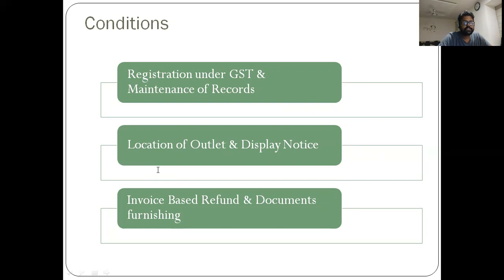Then the location is specifically established at the departure area of an international airport beyond the immigration counter, and the outlet shall be entitled to claim the refund of all applicable CGST, IGST or UTGST and compensation cess paid by them on all inward supplies of indigenous goods received for the purpose of subsequent supply to such eligible passengers.